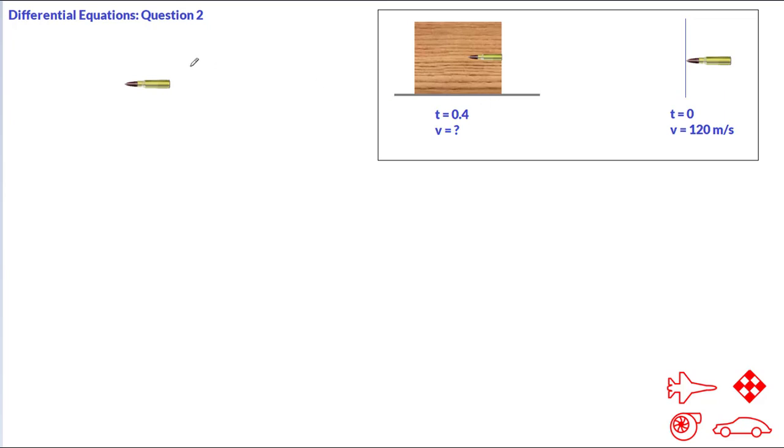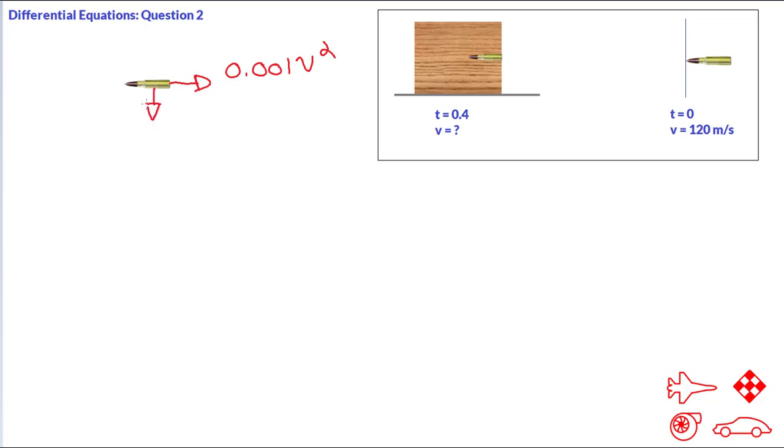So first things first, free body diagram. Now a free body diagram shows all the forces acting on your system. After the bullet is fired, there's no more pushing forces, there's only a resistive force, and that resistive force acts against the motion. The magnitude of that resistive force is 0.001 v squared. So it's a square model of drag force basically.